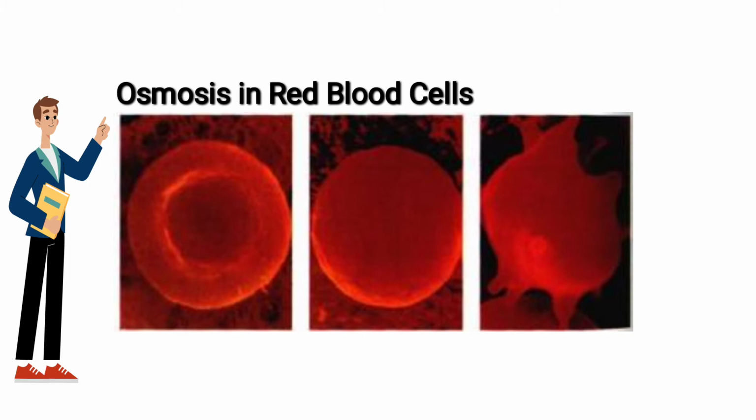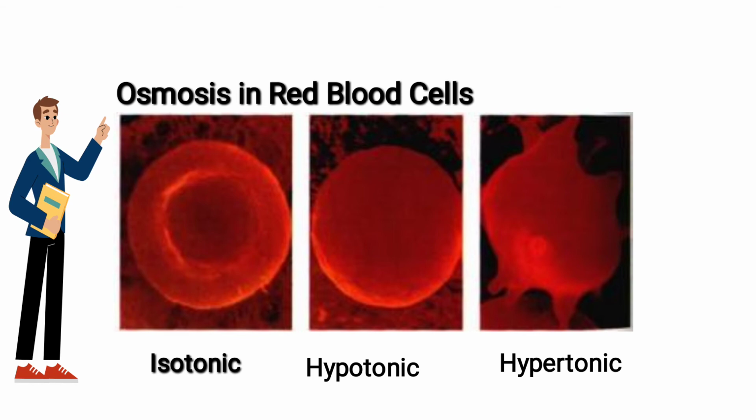Next, osmosis in red blood cells. The first picture shows the red blood cell in an isotonic solution. The second one shows the red blood cell in a hypotonic solution, making the RBC look bigger. And the last one is the red blood cell in hypertonic solution that leads to cell shrinking.